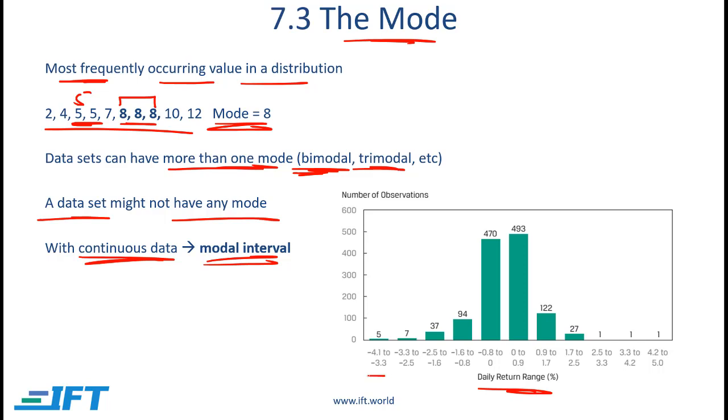So from minus 4.1% to 3.3% and so on. Clearly, the modal interval is this one. The modal interval represents the interval or the range where we have the highest frequency. In this range, from 0 to 0.9, we have the highest frequency of 493. So this would be called the modal interval.